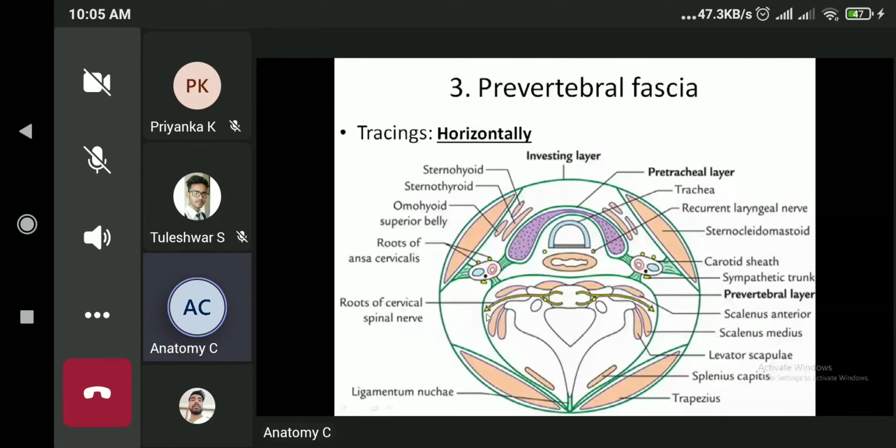Now, to talk about the horizontal tracing of the prevertebral fascia: like the pretracheal fascia, the prevertebral fascia also begins from the deeper aspect of the sternocleidomastoid muscle. It forms the posterior wall of the carotid sheath. If you remember the previous slide, the anterior wall of the carotid sheath is formed by the pretracheal layer. Now, the posterior wall of the carotid sheath is formed by the prevertebral layer.